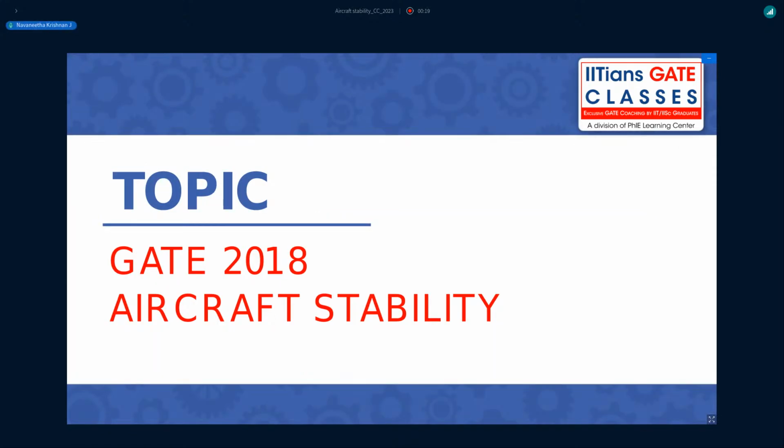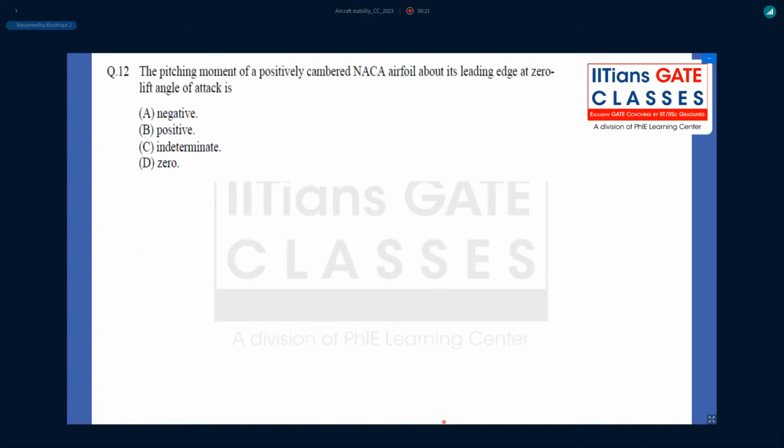Flight stability problems. 2018 question number 12. The pitching moment of a positively cambered NACA aerofoil about its leading edge at zero lift angle is: option A negative, option B positive, option C indeterminate, option D 0.